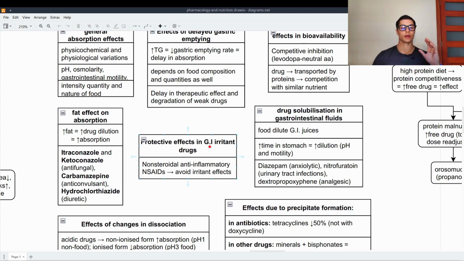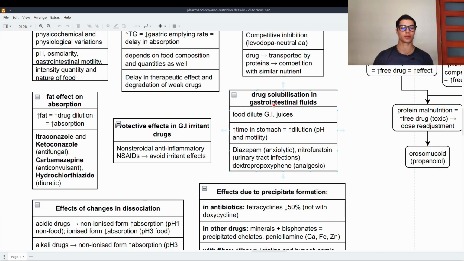Protective effects of gastrointestinal irritant drugs, non-steroidal anti-inflammatory drugs will avoid irritant effects. Drug solubilization in gastrointestinal fluids.